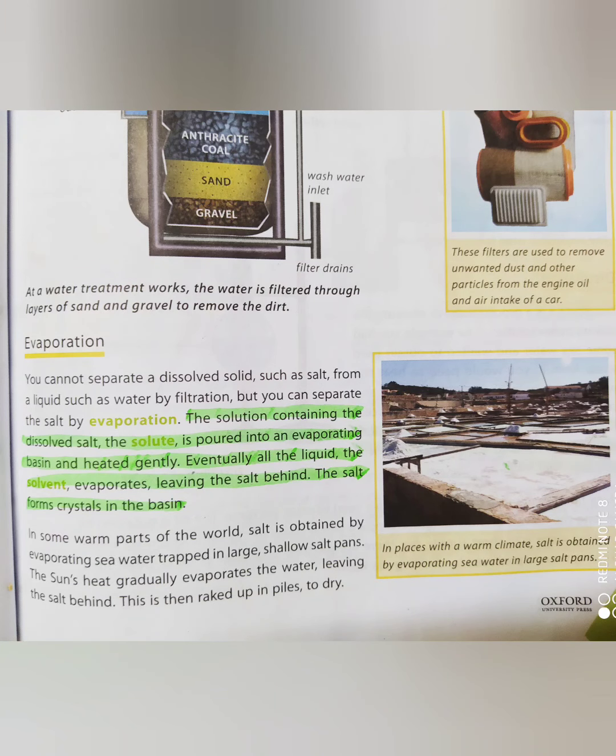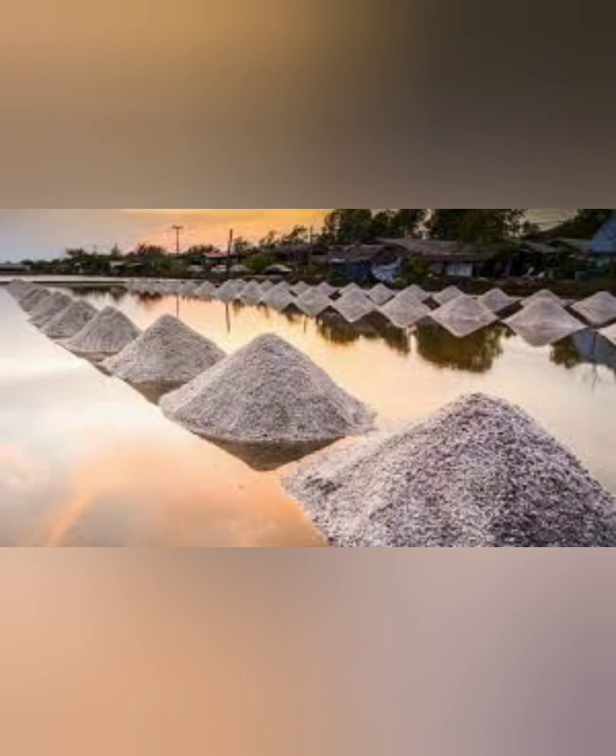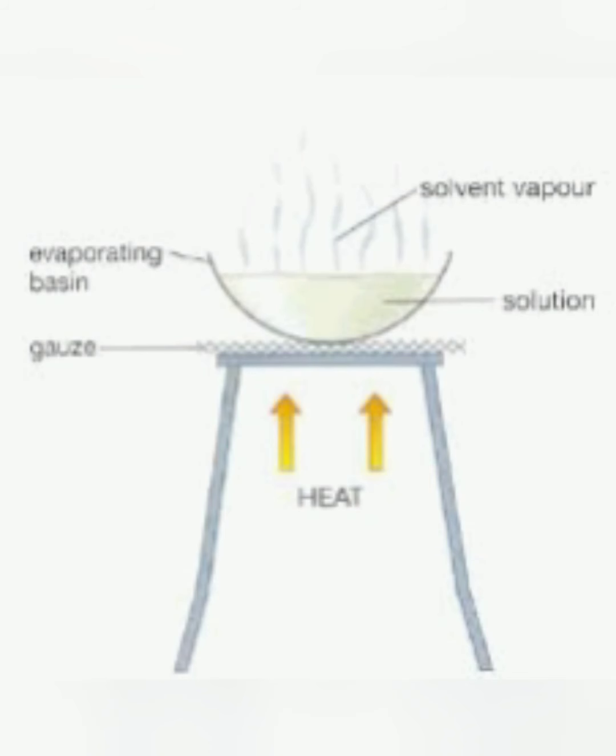At page number 51, evaporation is explained. The solution containing the dissolved salt, the solute, is poured into an evaporating basin and heated gently. Eventually, all the liquid, the solvent, evaporates, leaving the salt behind. The salt forms crystals in the basin. This is called evaporation. Salt from seawater can be separated easily by this technique. Mostly in labs, this diagram is shown for evaporation.